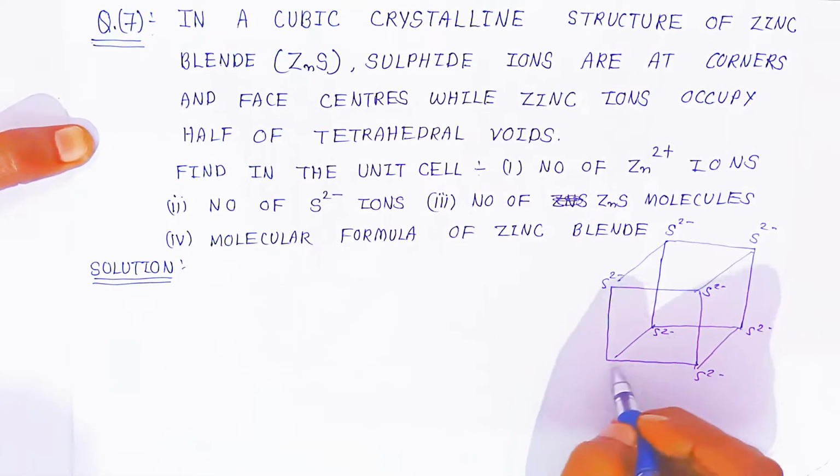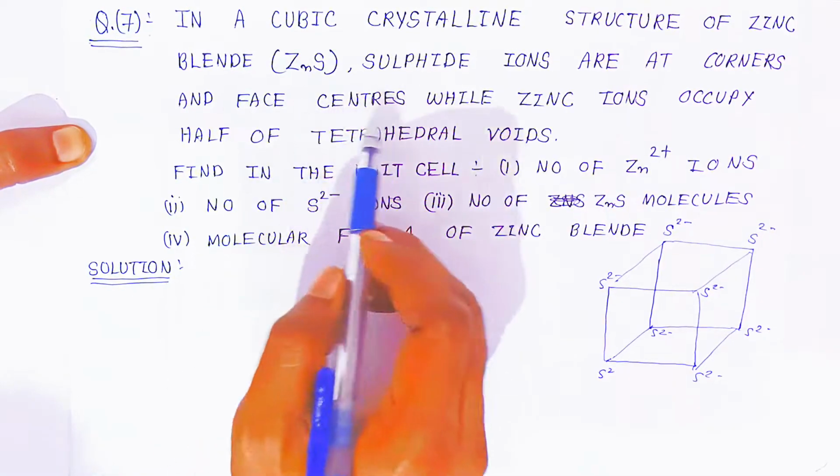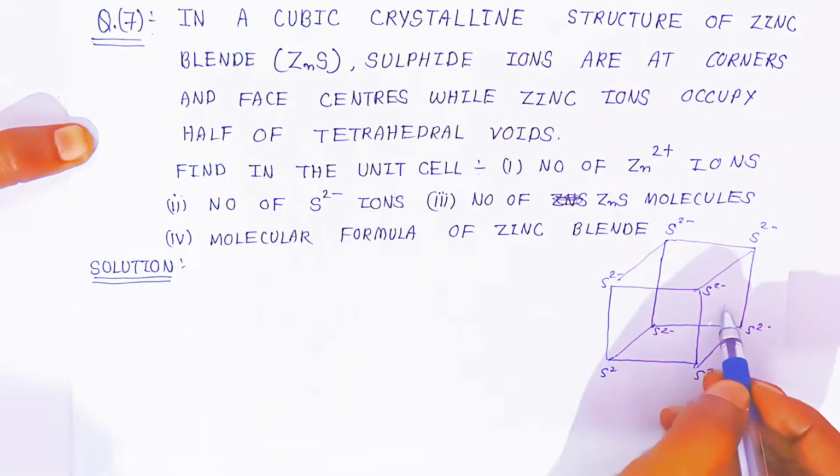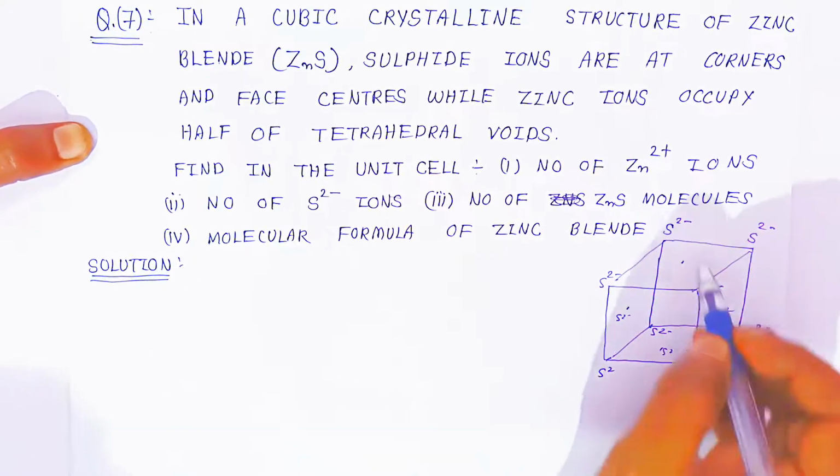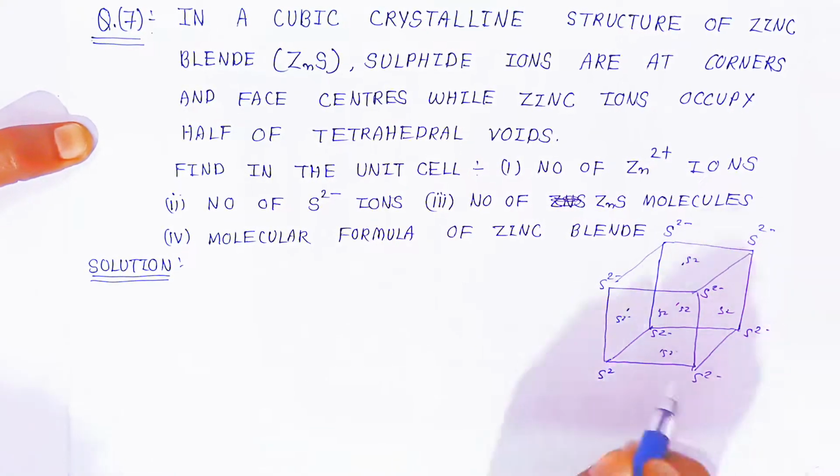Understand, students? S2 minus. Sulphide ions are at the corners and face centers. They are also present at the faces. So total how many faces does it have, students? It has 6 faces. This is for your understanding, students.